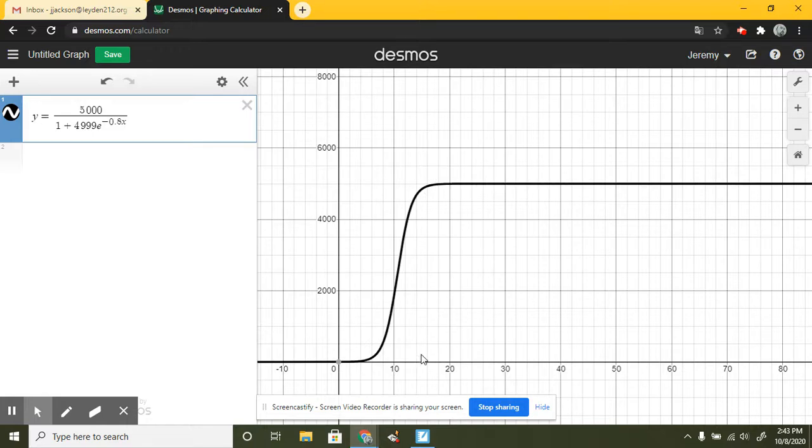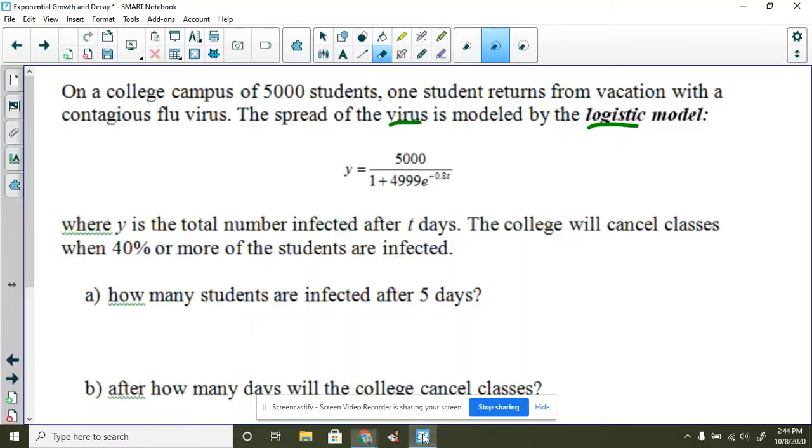Not every single person is going to get the coronavirus, but left unchecked and without the dynamic model and without advancements in science or any sort of precautionary measures at all, possibly. Anyway, not to get too far off topic. This says a college campus of 5,000 students, that's where we get this number. One student returns from vacation with a contagious flu virus. The spread of the virus is modeled by this logistic model.